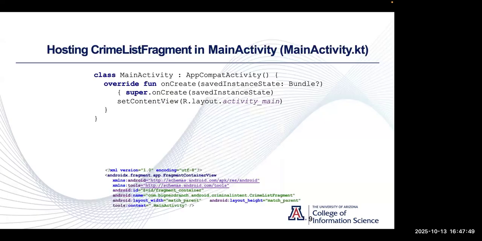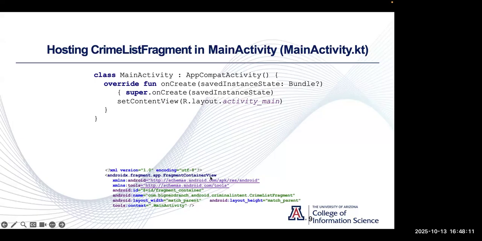So that's where it goes. And so, hosting the crime list fragment in the main activity. In here, again, we have the main activity class, we have the onCreate, and the layout is still going to be the main activity. However, what's going to happen in our main activity XML file? Well, remember, this is a fragment container view.